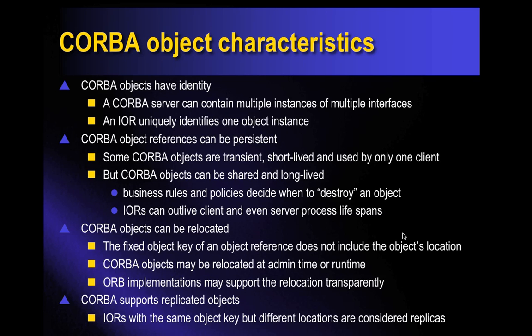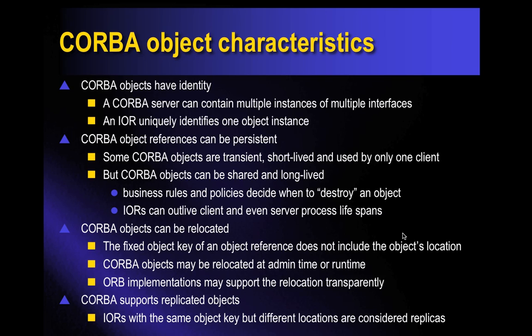So CORBA object characteristics, what makes this a little bit different from some of the other object request broker terminology, protocols, middleware applications, configurations. CORBA objects have identity to them. The server can contain multiple instances of multiple interfaces, multiple different objects. RMI, we only have one instance of one object actually created and it's served up. We don't normally have multiple object identities or multiple instances. IOR, the object request itself, the identifier, uniquely identifies one object instance from another.